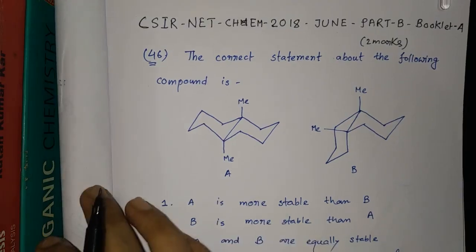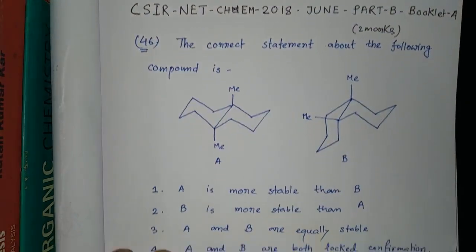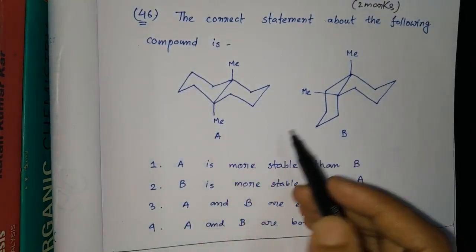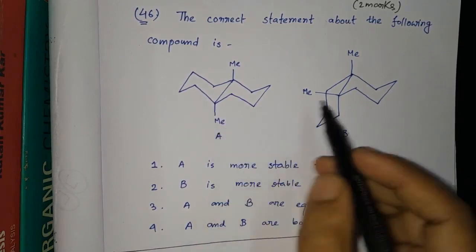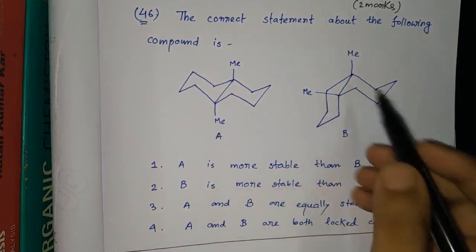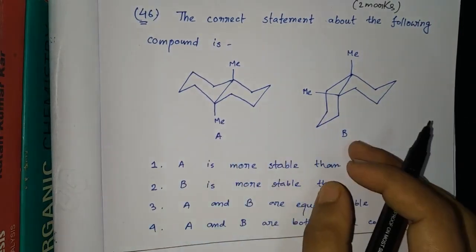Hello guys, today we'll discuss the CSIR NET Chemistry 2018 June Part B Booklet A, question number 46. It is a 2 marks question. These two compounds are given: trans-decalin and cis-decalin, with a methyl substitution at the 9 and 10 positions. What will be the stability order between A and B? Which one is more stable?